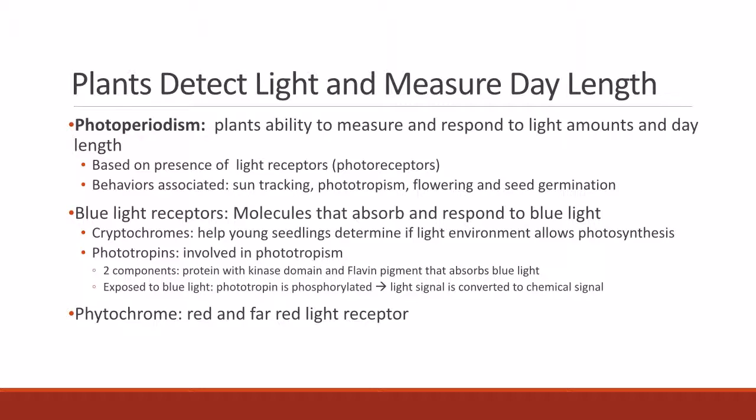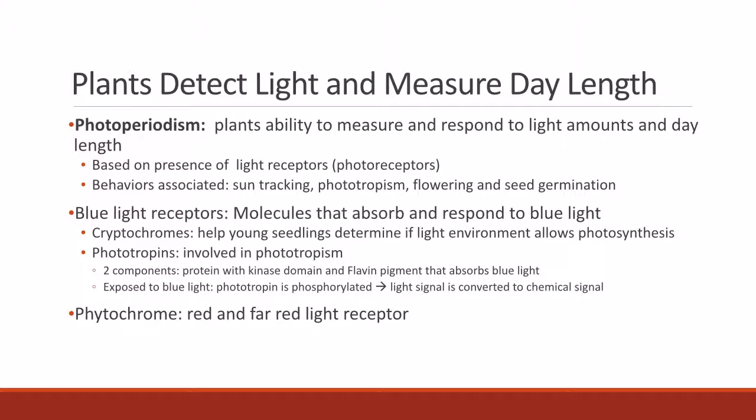Phototropins are involved in phototropisms. There are two components to phototropins. There's a protein with a kinase domain and a flavin pigment that absorbs blue light. When exposed to blue light, phototropins are phosphorylated, and the light signal is converted to a chemical signal.